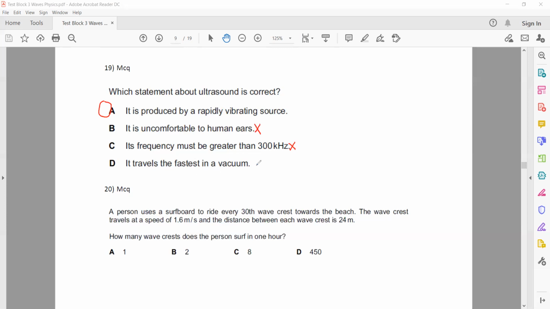It travels fastest in vacuum? It does not travel through vacuum because it is also a sound. It requires a medium.